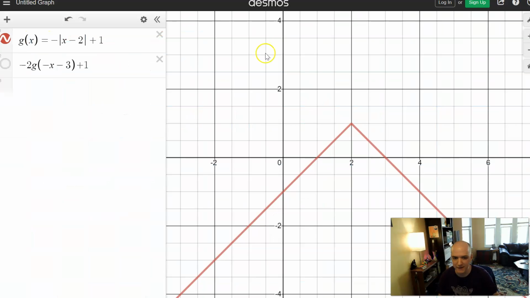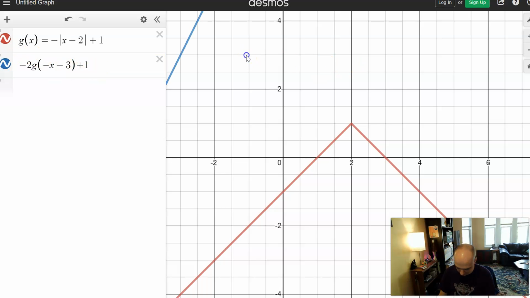And just to prove this fact for you, I'm going to use a neat feature of Desmos. If you type in a particular equation, so this is the equation for g of x, negative 2 absolute value of x minus 2 plus 1, it's just a vertex shift over and up and then a reflection downwards. But once I've defined g of x, I can do further transformations on it just by typing them in. So this is what we were solving, negative 2g of negative x minus 3 plus 1. Let's see where it is.